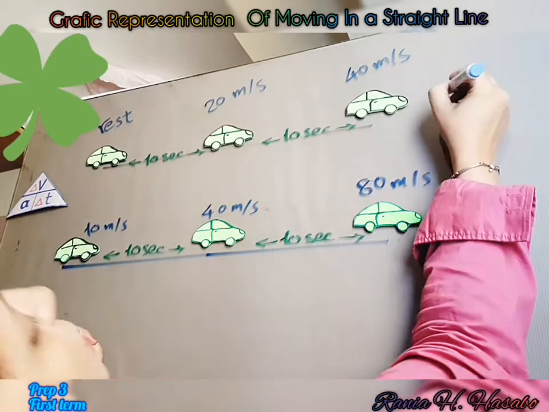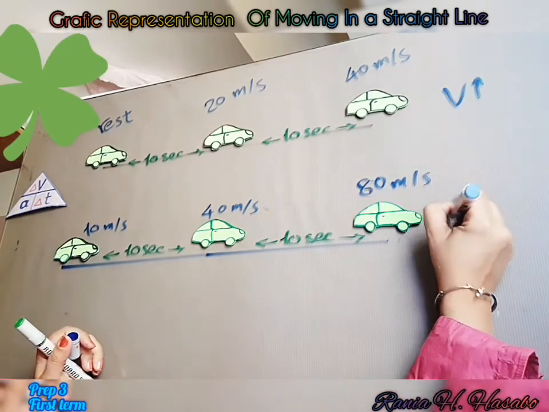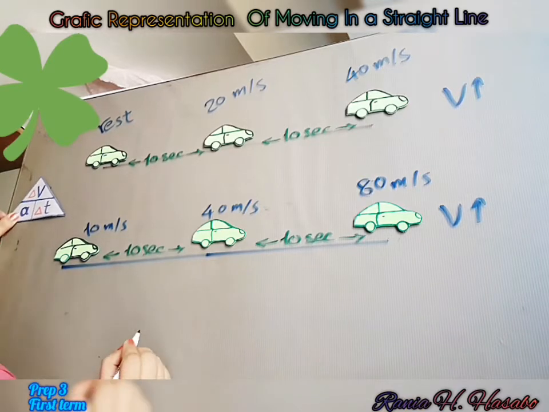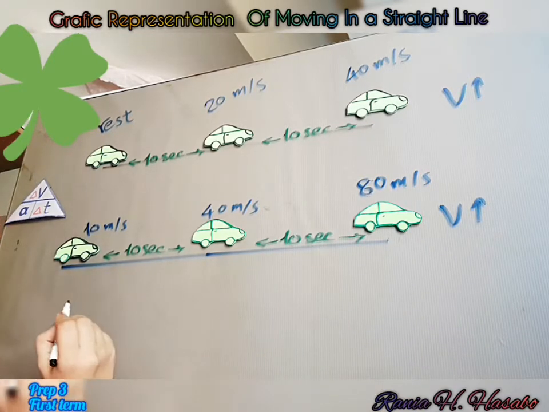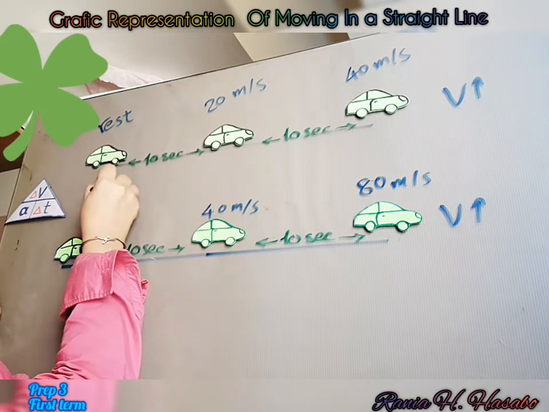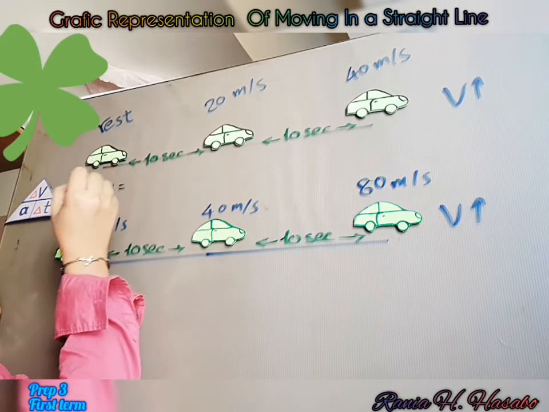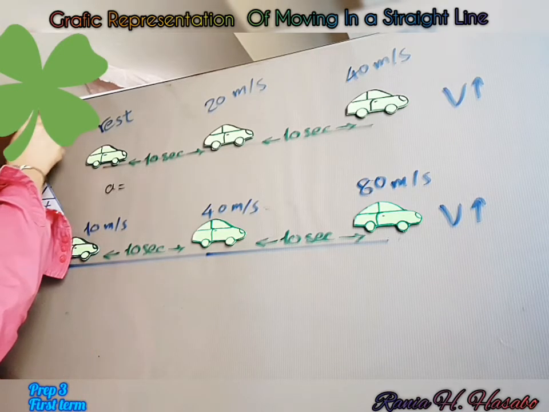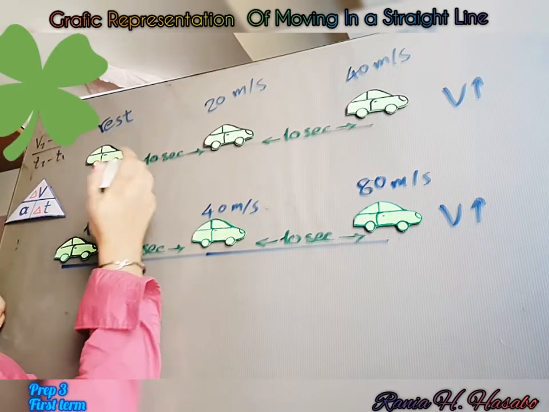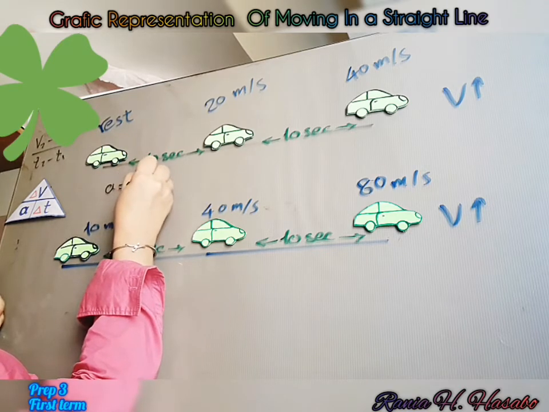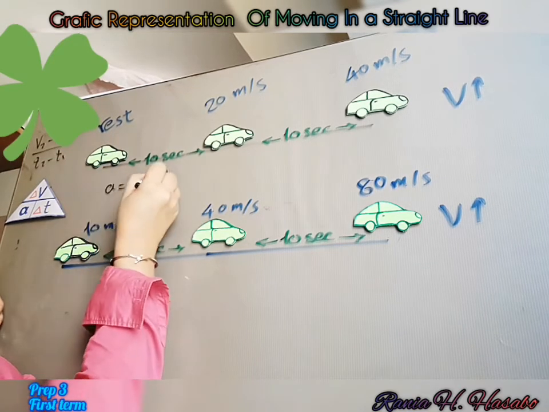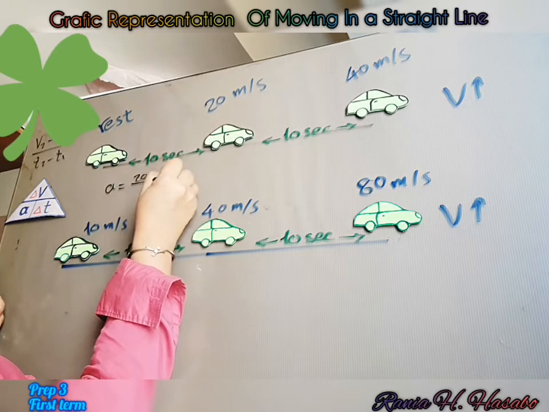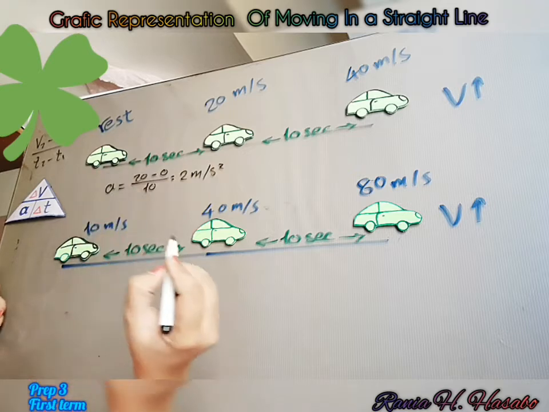Here the speed will change and increase. And here the speed will increase. What is the difference between them? From the rule of acceleration equals delta V over delta T, you can determine the acceleration. In the first part, acceleration equals delta V means V2 minus V1 divided by T2 minus T1. Acceleration equals 20 minus 0, at rest means its speed equals 0, divided by 10, which equals 2 meter per second square.